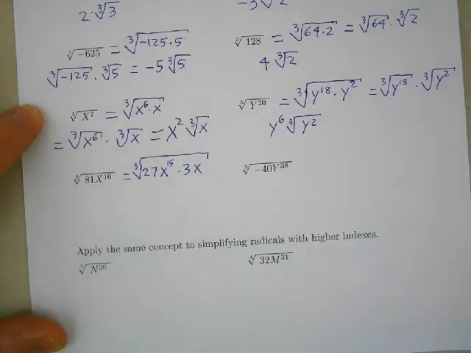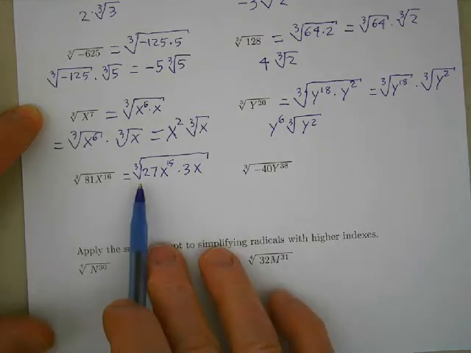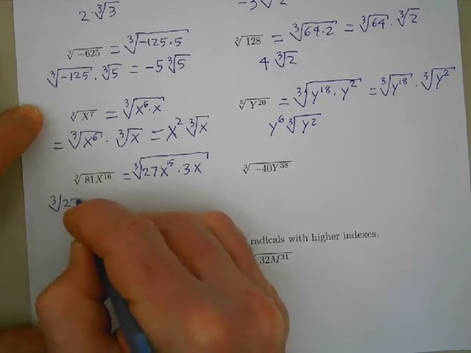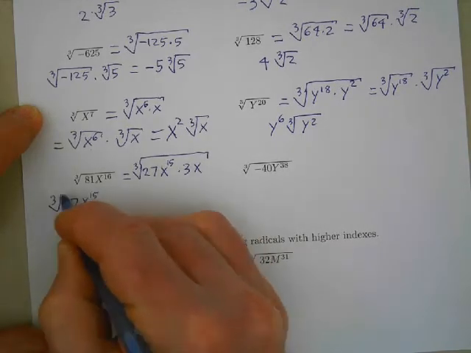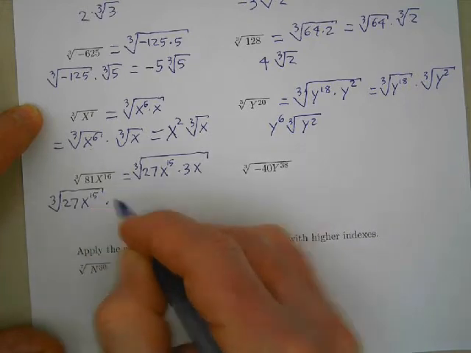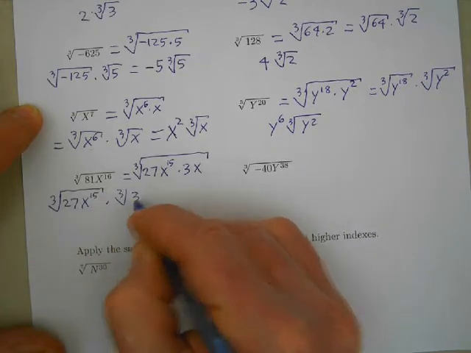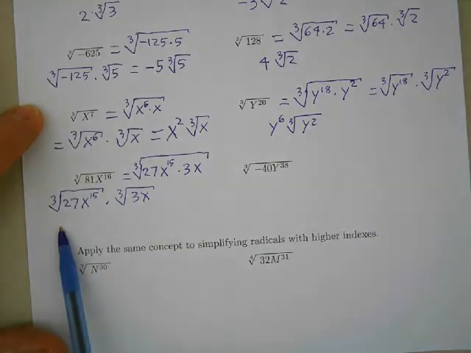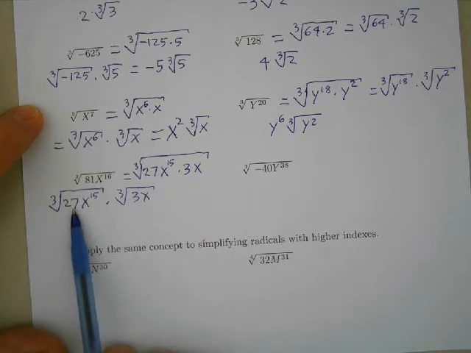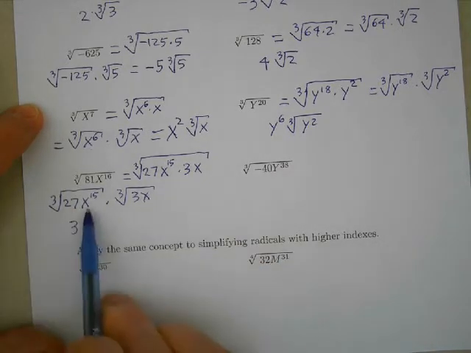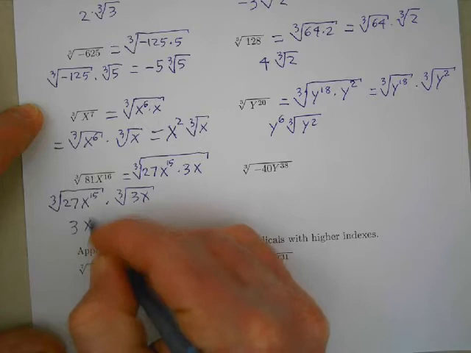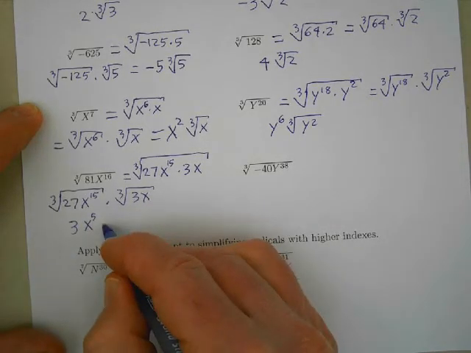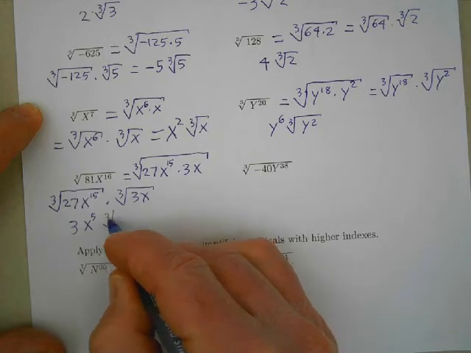Then we'll apply the product property of radicals. This will be the cube root of 27x to the 15th multiplied by the cube root of 3x. And then we simplify the cube root of 27x to the 15th. The cube root of 27 is 3. The cube root of x to the 15th is x to the 5th, because 15 divided by 3 is 5. And then we multiply 3x to the 5th by the cube root of 3x.